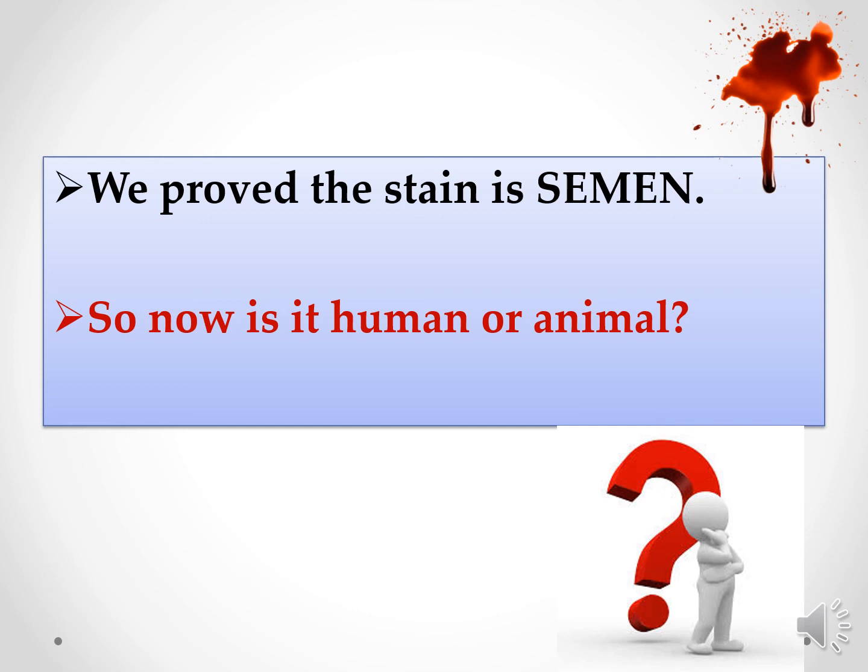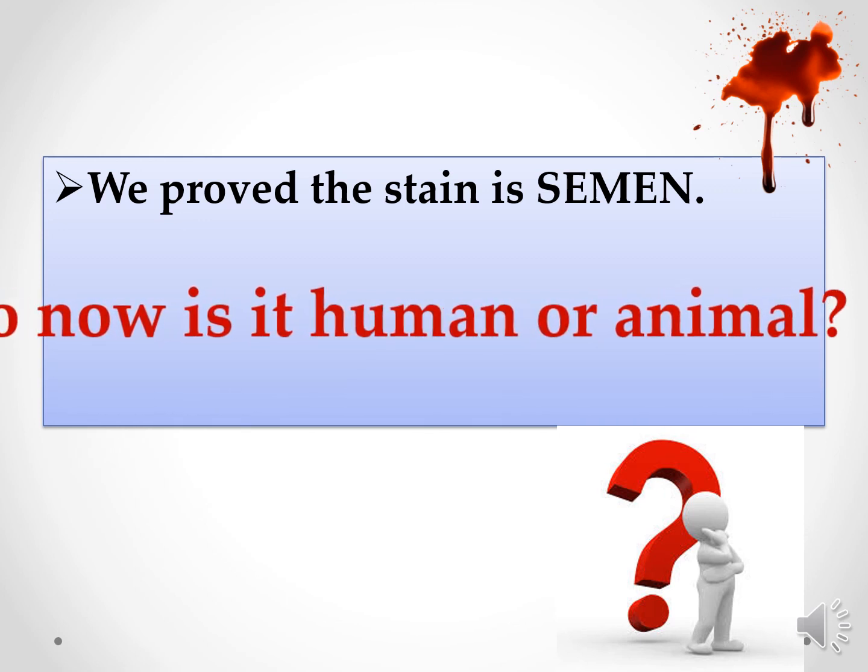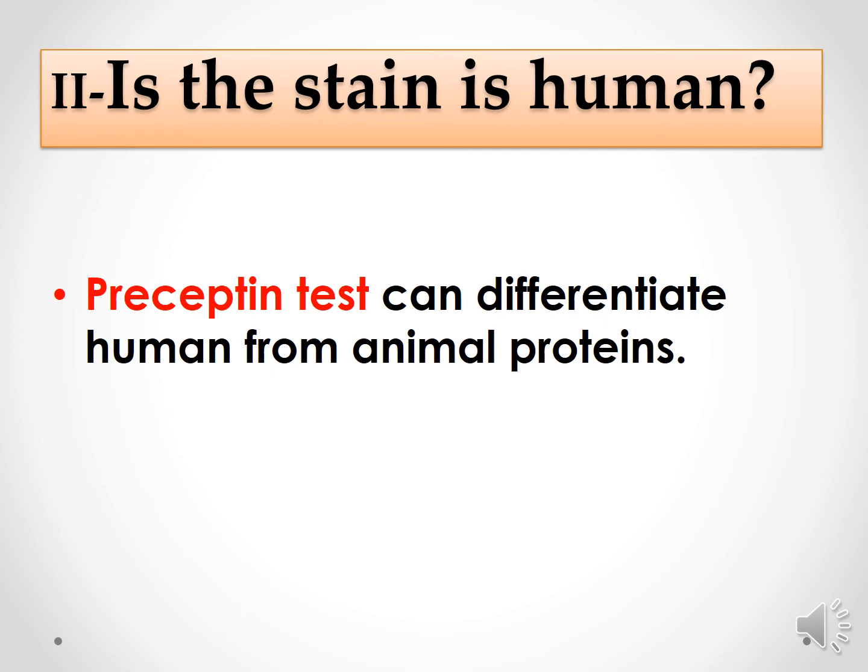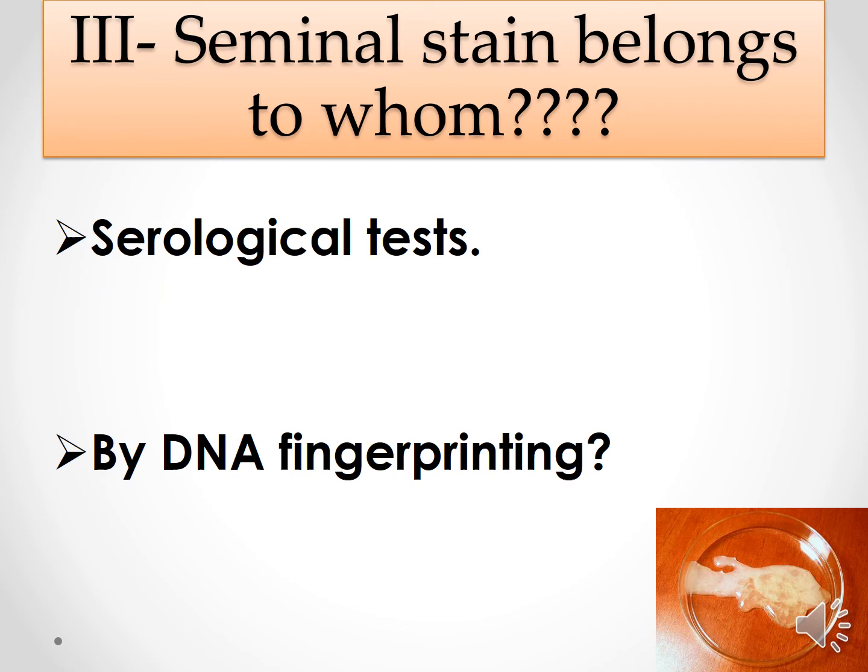So now, is it human or animal? Is the stain human? Through the precipitin test. Precipitin test can differentiate human from animal proteins. Seminal stain belongs to whom? Via serological tests and DNA fingerprinting.